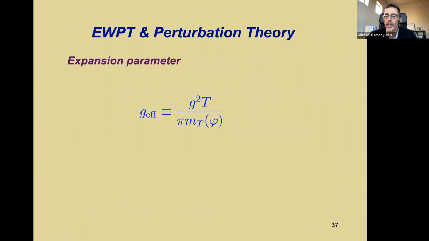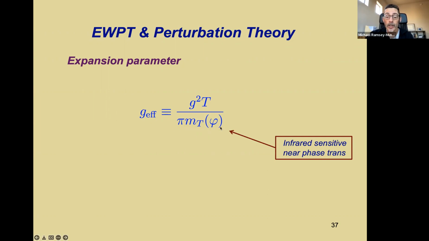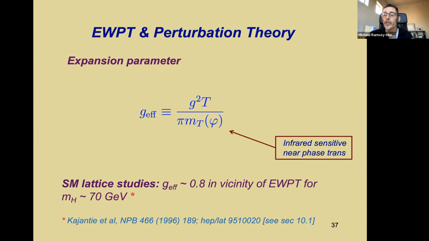Now, just to make it a little bit more quantified, let's define an effective expansion parameter, g squared T over m. It turns out from a technical point of view, there's a reason to put in a factor of pi. And one can ask, what is the value of g effective? Well, that's been studied in the standard model. And as I said, M_T of phi is infrared sensitive near the phase transition, and M_T of phi can actually be measured on the lattice. And so if we're in the regime where the zero temperature Higgs mass is near the critical Higgs mass for a first order phase transition, g effective is order 1. So this is not a small expansion parameter.